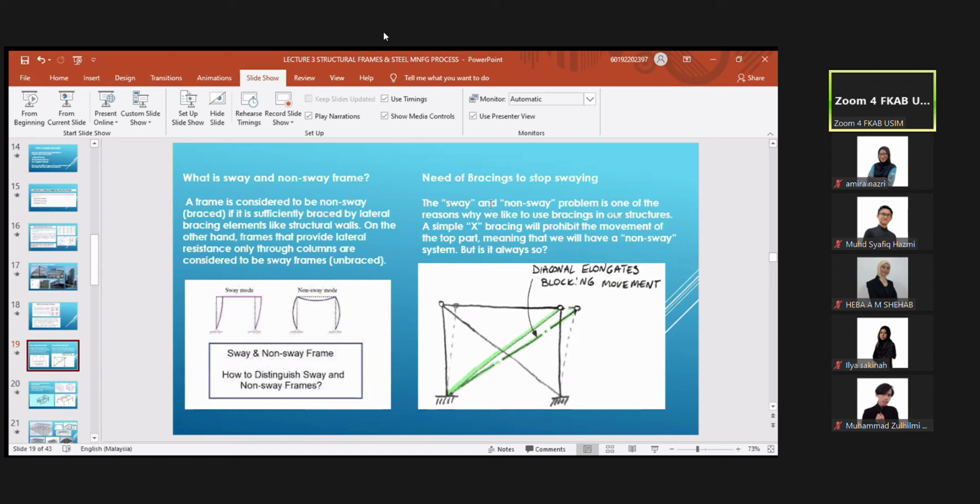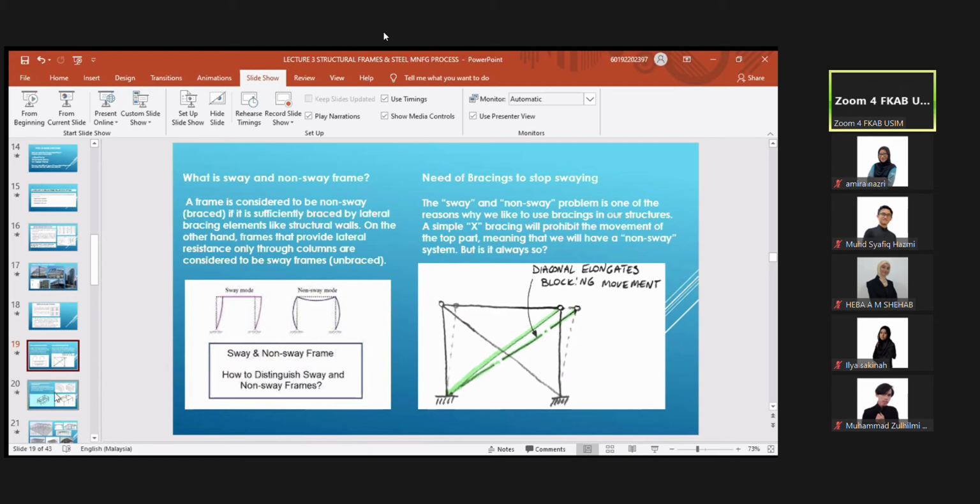So the sway and non-sway problem is one of the reasons why we like to use bracing in our structures. Simple X bracing will prohibit the movement of the top part, meaning that it will have a non-sway system. But it also depends on the load and the size of the structure. If it is too small a size and too huge a load, then it will sway also. It will break and maybe collapse.